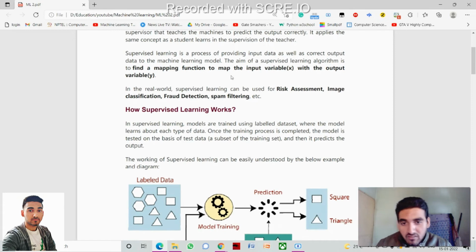And in real-life examples, you can see that we use supervised machine learning in risk assessment, image classification, fraud detection, and spam filtering.